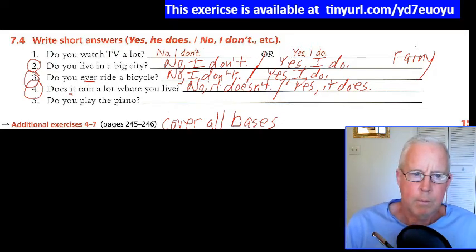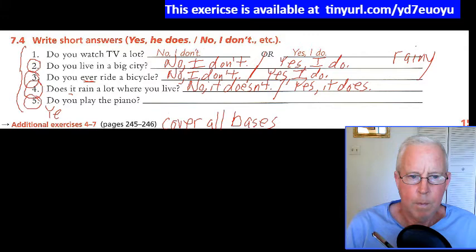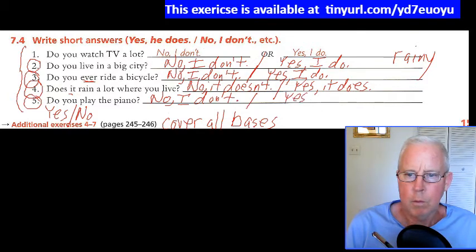And the last one is, do you play the piano? It sort of goes without saying, all of these are yes/no form questions. So last one, do you play the piano? No, I don't. Or, yes, I do.